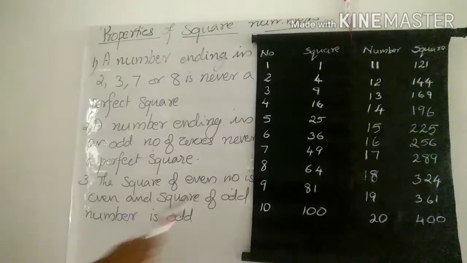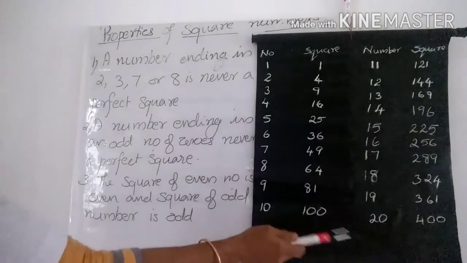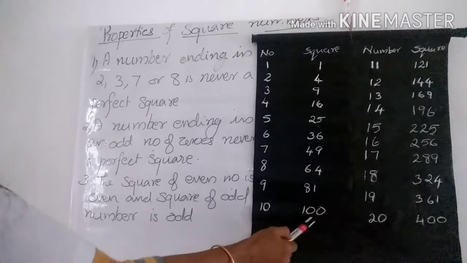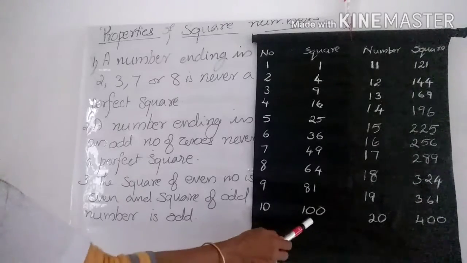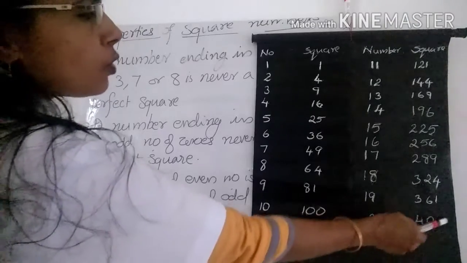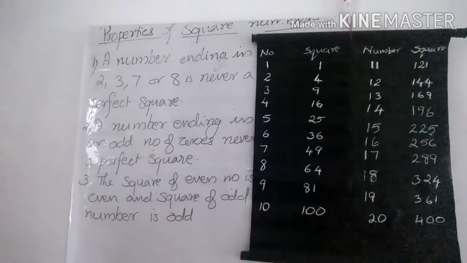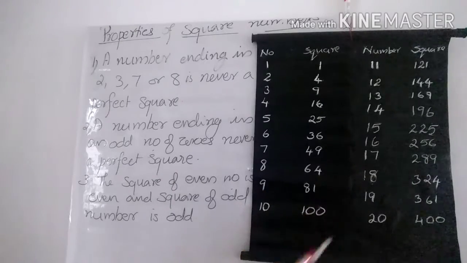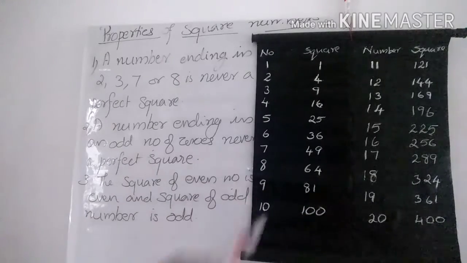Next, the third property. Here also, for the second property you can look here. 100 is a perfect square, and there is an even number of zeros. 400 is a perfect square, the square of 20. Here also an even number of zeros are coming. So if it is a perfect square, definitely an even number of zeros will come.